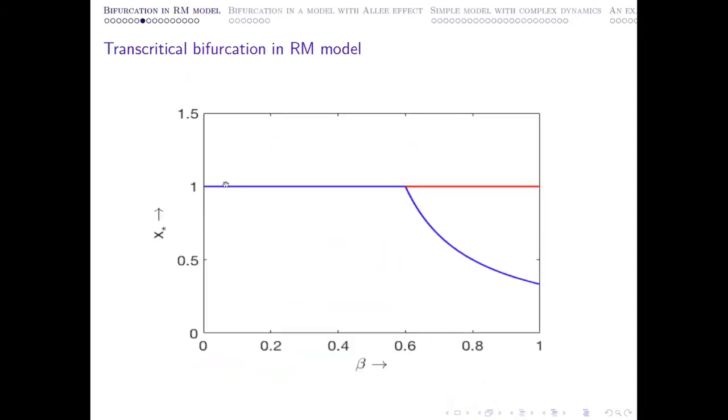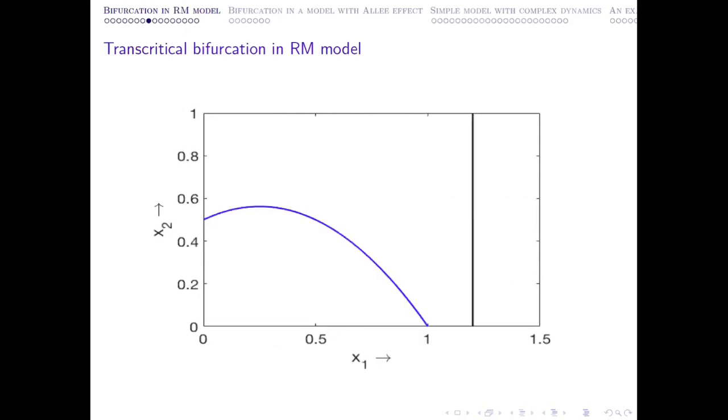So therefore this axial equilibrium point (1, 0) is stable up to 0.6. After that it becomes unstable, and from there this stable coexistence steady state bifurcates from this one. So we can say that the coexistence equilibrium point bifurcates from the axial equilibrium point through a transcritical bifurcation. And again, this is one more interpretation of the result.